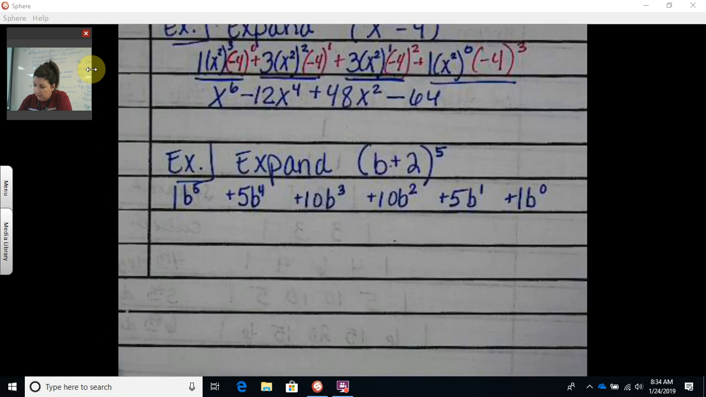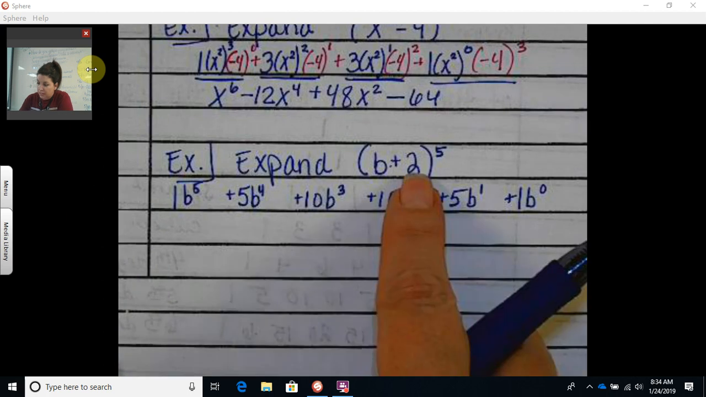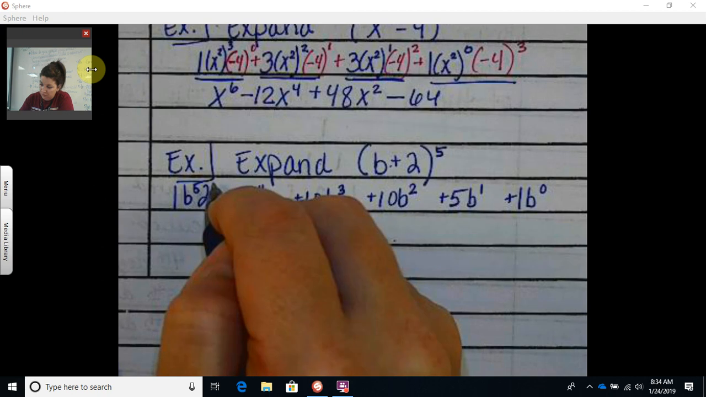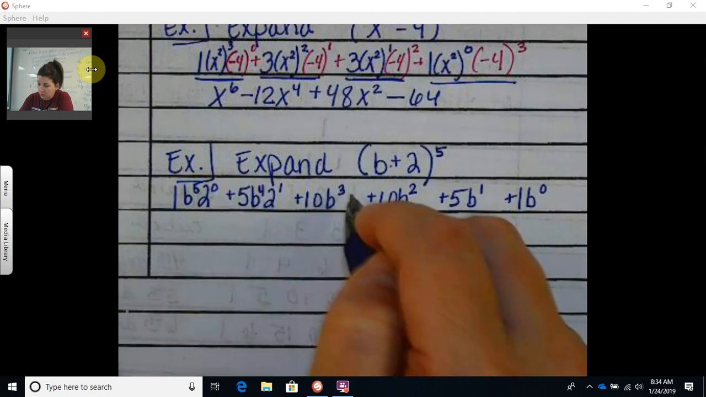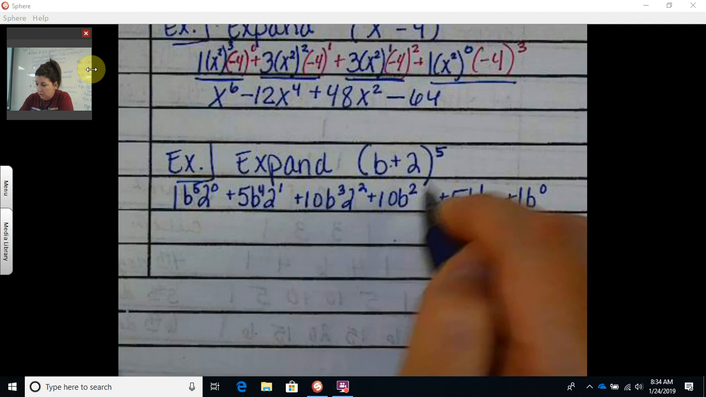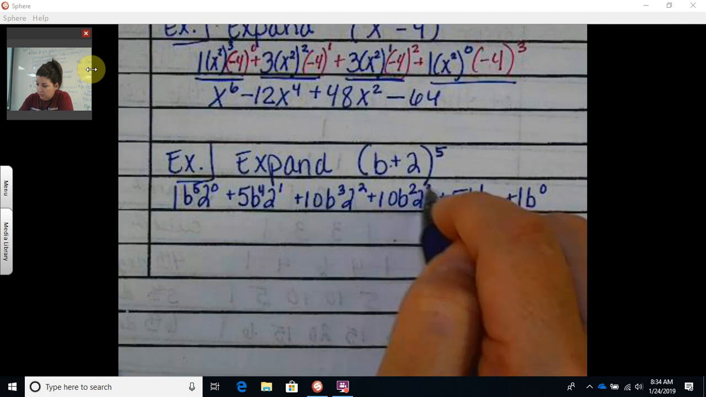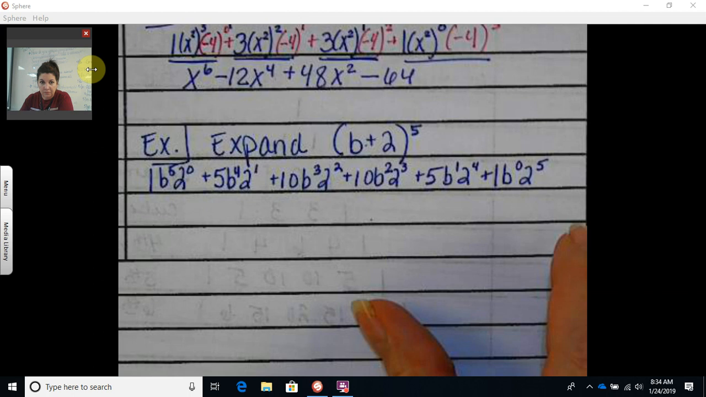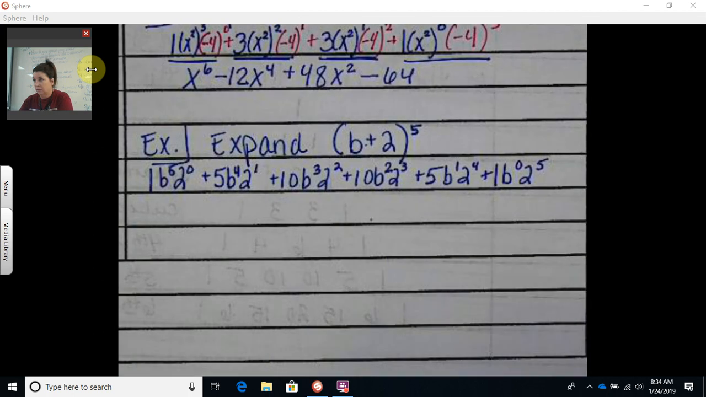Now for the second term, we start with the 2. And what will its exponent be in the first term? 0. And then 2 to the 1st. And then 2 squared. 2 cubed. 2 to the 4th. And 2 to the 5th. Is everybody cool with the pattern? All right. Pattern's the easy part. You just have to make sure when you simplify that you do it correctly. Don't make any mistakes. This will be on your test.